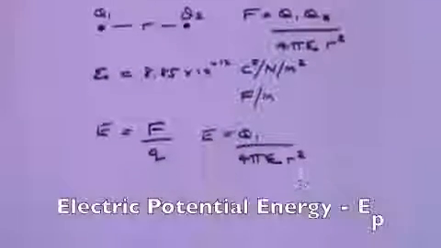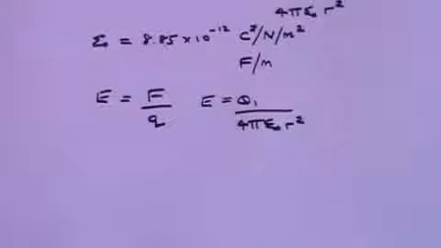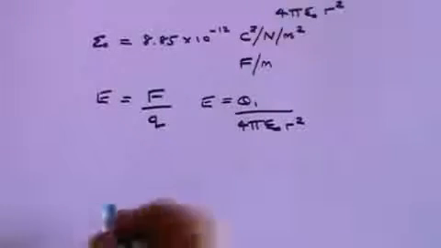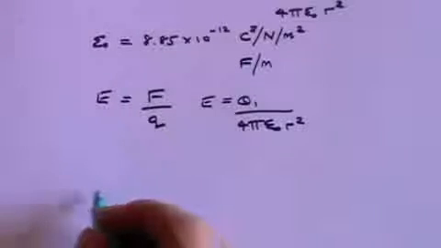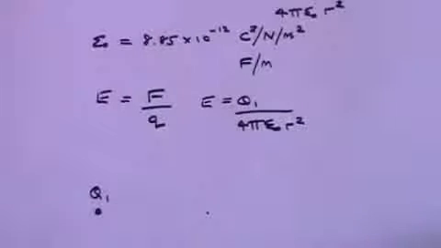Now we come to the concept of electric potential energy. And the electric potential energy is the work done to bring a test charge, little q, from infinity to a point r away from a main charge. So here's a main charge, which we're going to call Q1. And we have got an electron right the way out here. Where are we here? Let's call that infinity. And we're going to bring that charge to here.